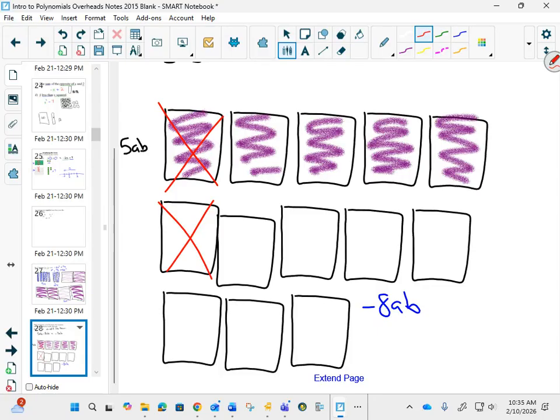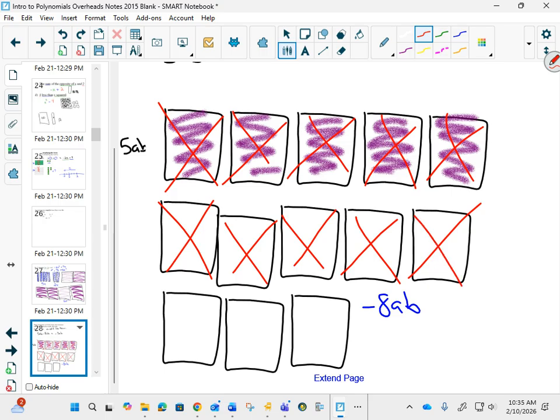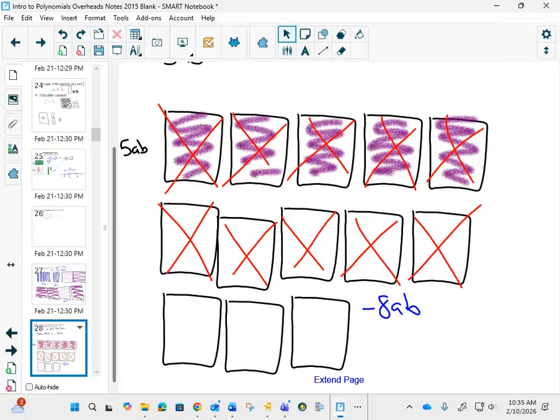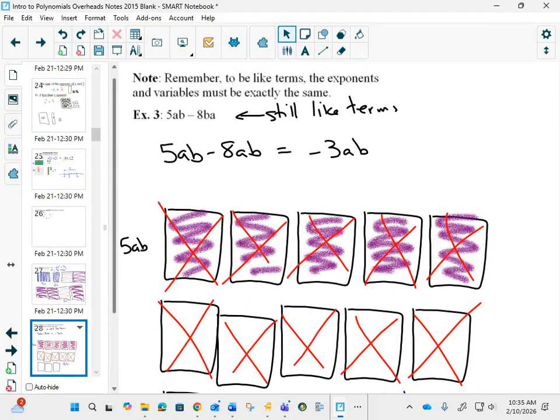Can I cancel it more? Yeah. If those are all canceled out, what do I have left? I've got negative 3 ABs left. Okay? Drawing it out can be really helpful for the positives and negatives.